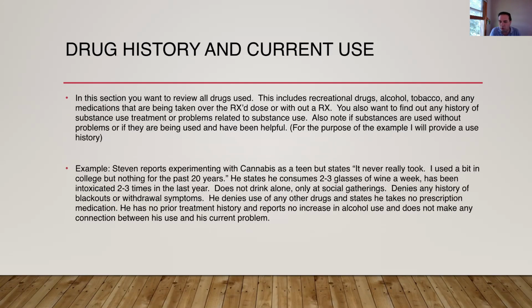He states he consumes 2 to 3 glasses of wine a week, has been intoxicated 2 to 3 times in the last year, does not drink alone, only at social gatherings, denies any history of blackouts or withdrawal symptoms. He denies use of any other drugs and states he takes no prescription medication. He has no prior treatment history and reports no increase in alcohol use and does not make any connection between his use and his current problem. So you're getting his perspective. Now, you might eventually interview the wife or a parent or anyone else that might be involved in the case, and you might find out other things. That's why we want to use the language of like he denies, right?